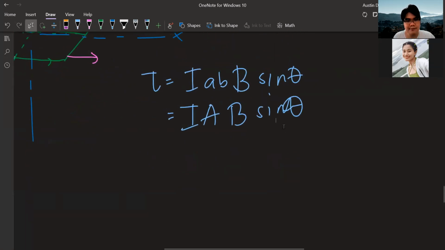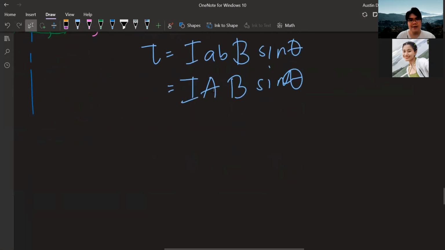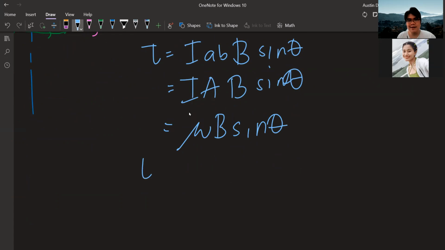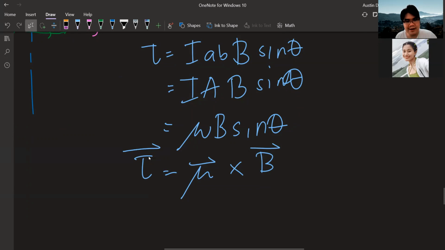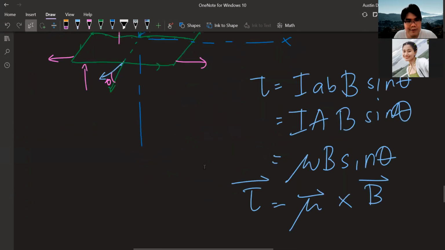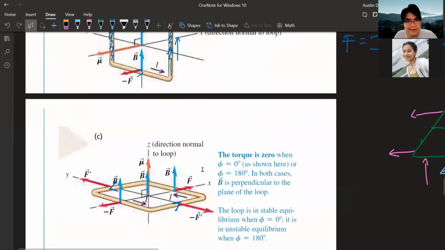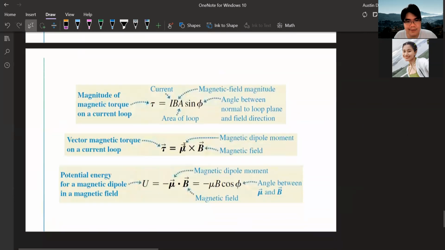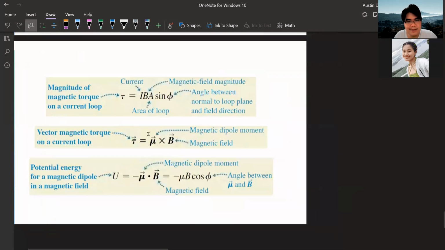Okay. And then I could write down I A as some new factor, so that I'll call it mu. B sine theta. Then mu B sine theta is something like a cross product. So we call this mu cross B. Okay. And then mu is what we call the magnetic dipole moment.